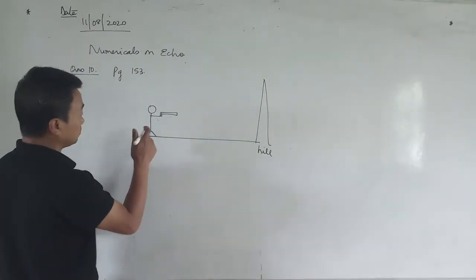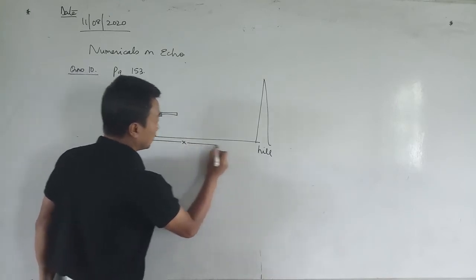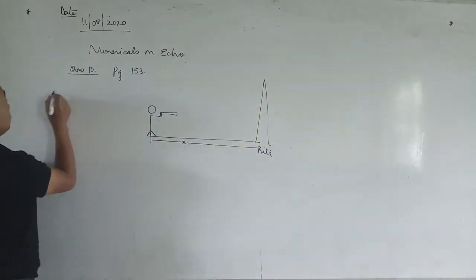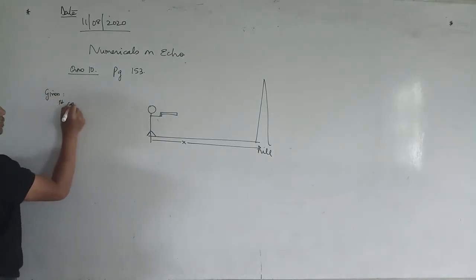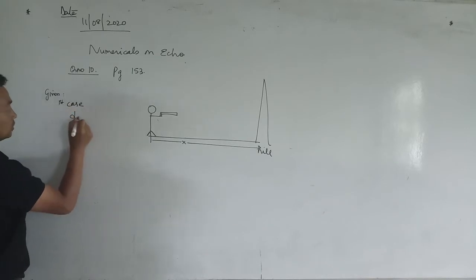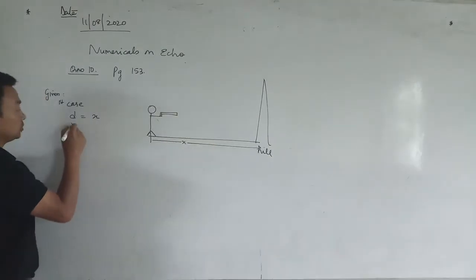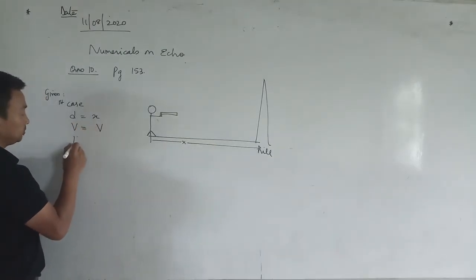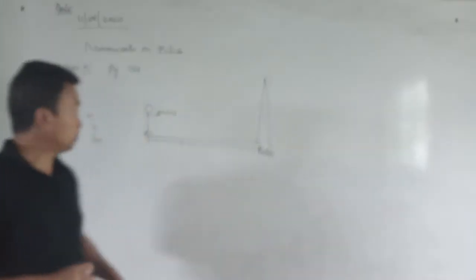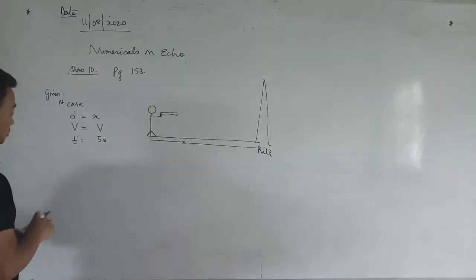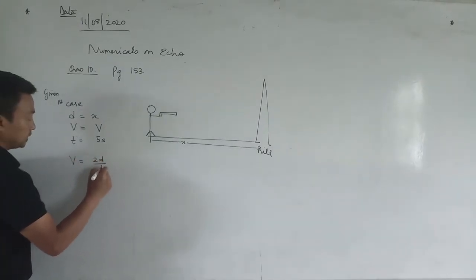So here, let us say the distance between the man and the hill be x. Given in the first case, the distance is x. The speed of the sound is not given to you, so we can take the speed as v only. And the time for the echo to be heard is 5 seconds. Now we have to use the formula, and we know that the formula is v equals 2d by t.